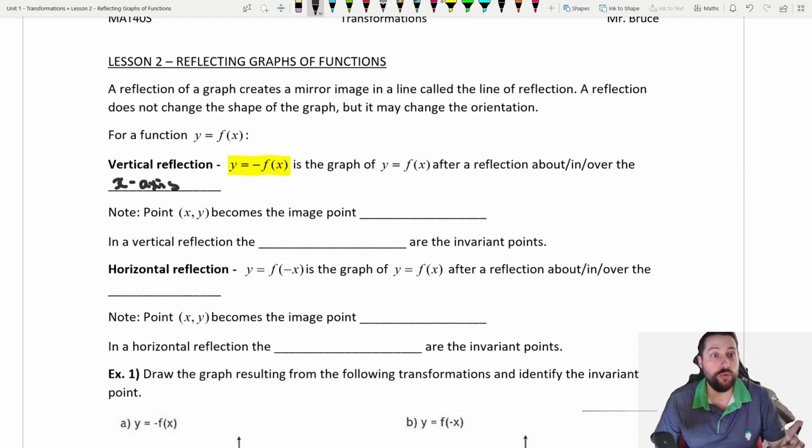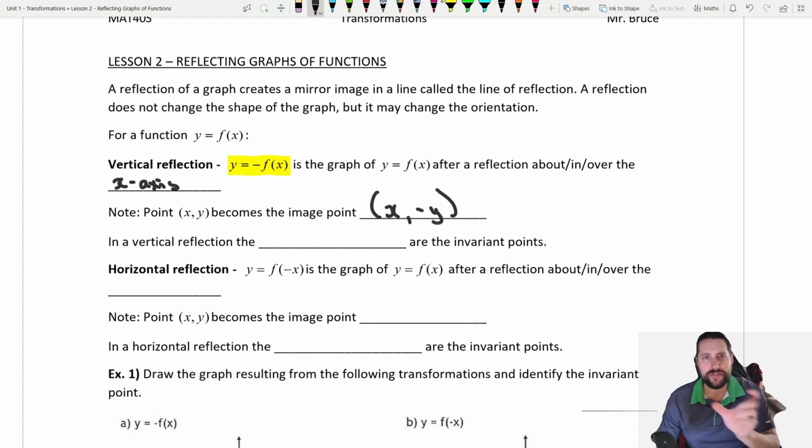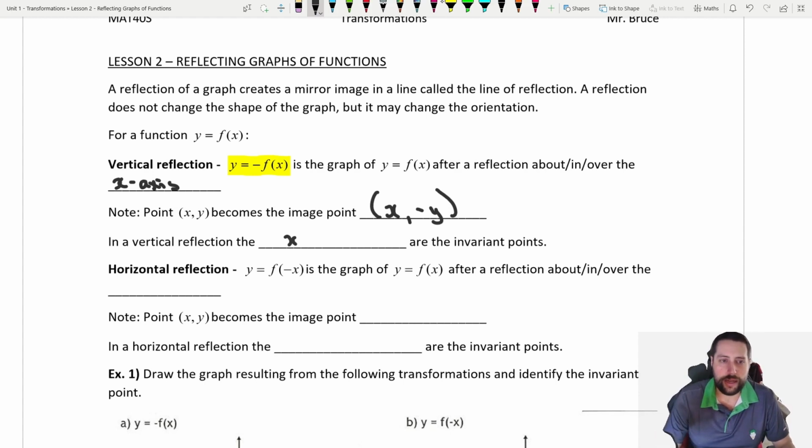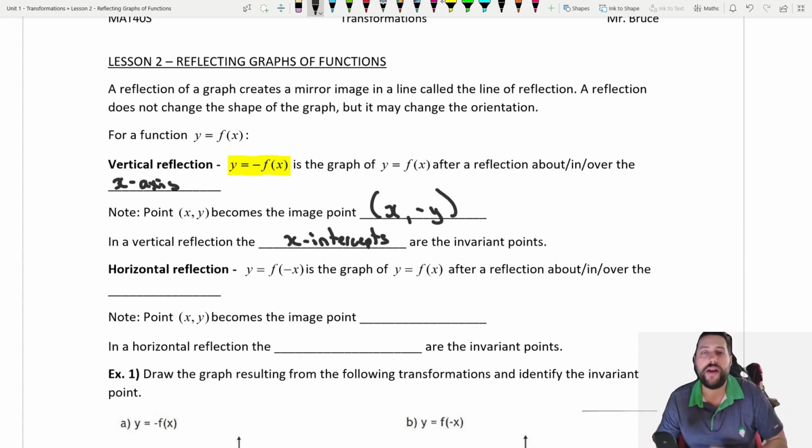Note any point. The point (x, y) from the original function becomes the image point (x, negative y). So it's been flipped. Your x values remain the same, but your y values are going to change. In a vertical reflection, the x-intercepts are the invariant points. Those are the points that remain the same, because your x values don't change. It's just your y values. All your positive y values become negative y values, and all your negative y values become positive y values.